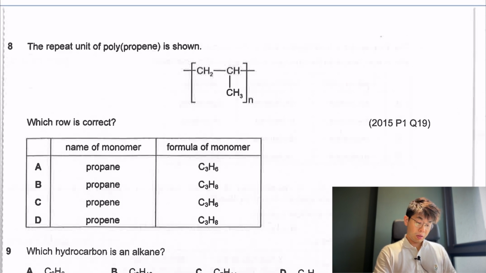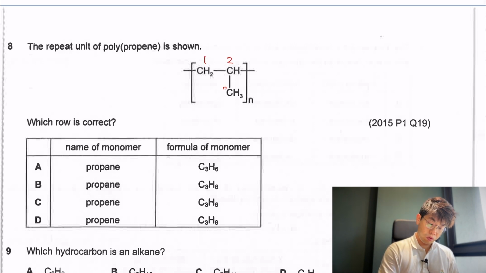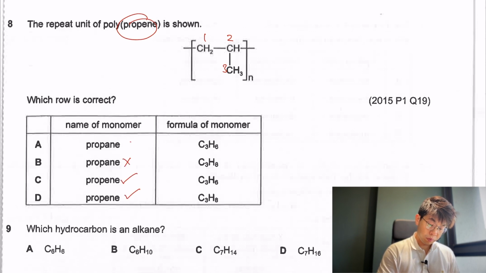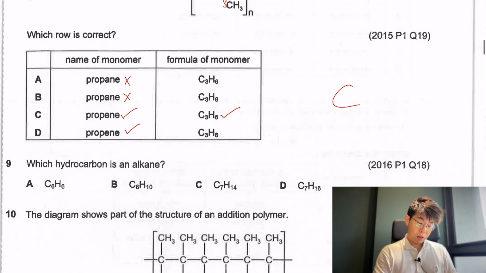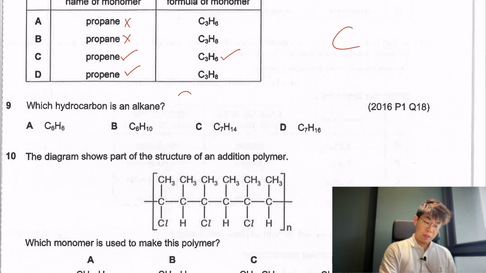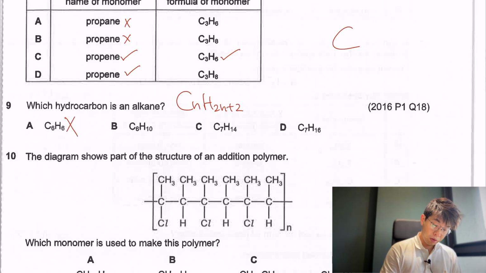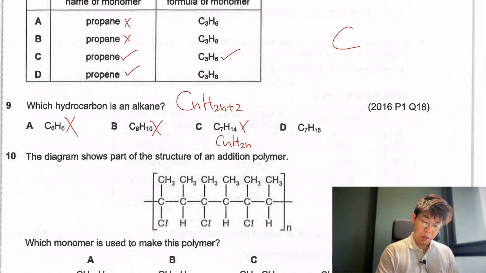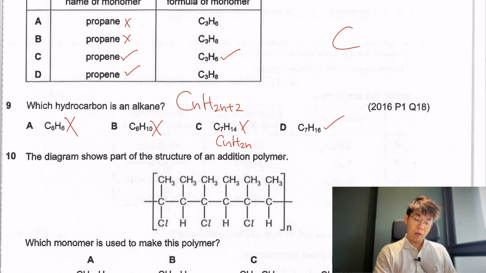Okay, question number 8. We will skip it for now. Right. However, this one has 1, 2, 3, and it's propene. So the monomer name is propene, and the formula of the monomer propene is C. Right? C. Hydrocarbon alkane. Alkane is CnH2n plus 2. So it can't be A because that's CnHn. It can't be B because that's wrong. It can't be C because this is CnH2n, and therefore it's D, CnH2n plus 2. So D.